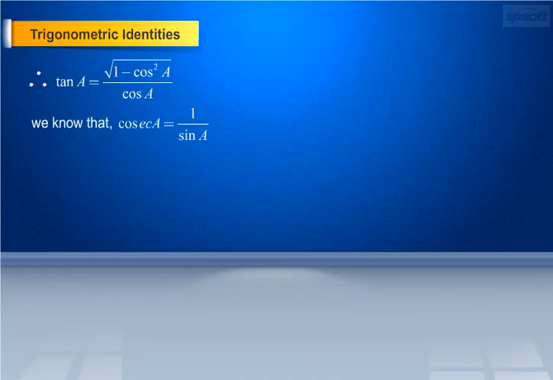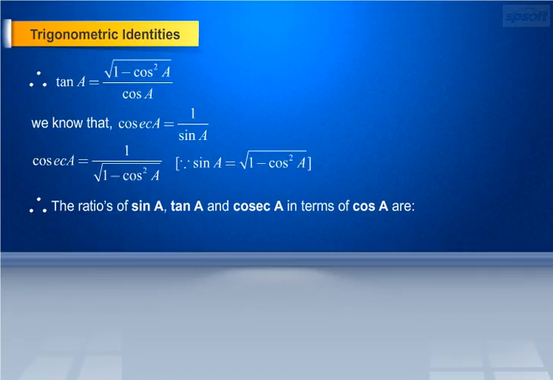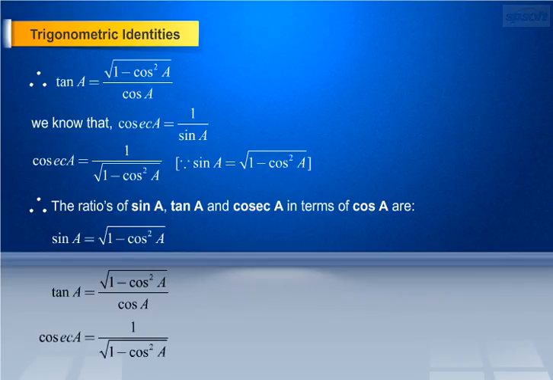Let's now find the value of cosecant A. As we know that cosecant A equals 1 by sin A, we get cosecant A equals 1 by square root of 1 minus cos square A. Therefore the ratios of sin A, tan A and cosecant A in terms of cos A are: sin A equals square root of 1 minus cos square A; tan A equals square root of 1 minus cos square A by cos A; cosecant A equals 1 by square root of 1 minus cos square A.